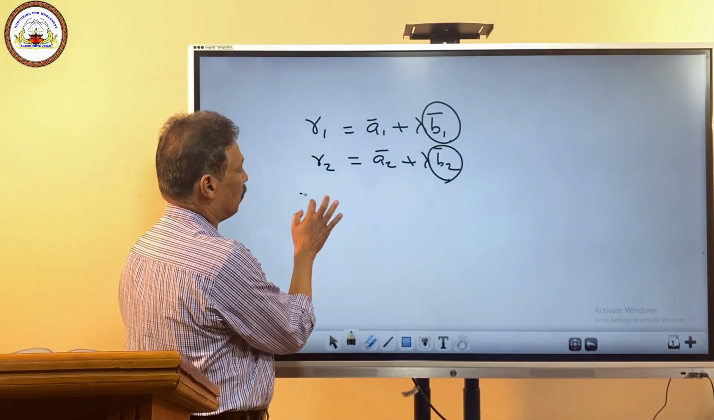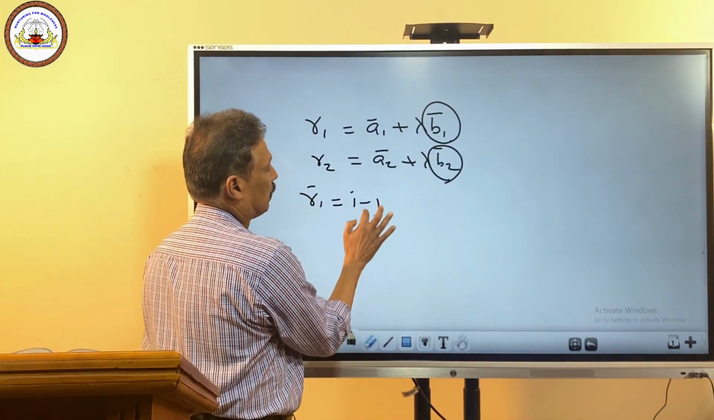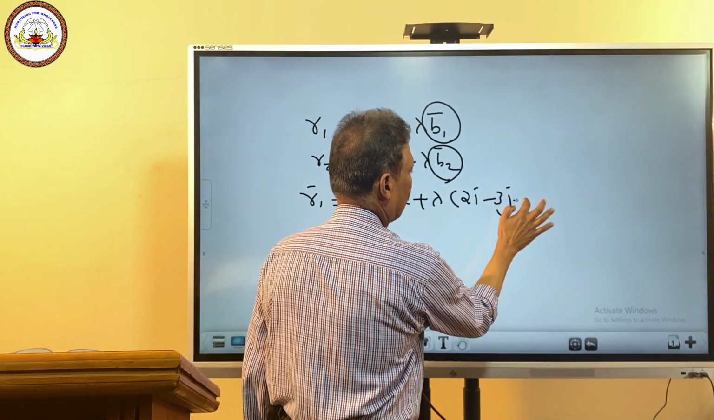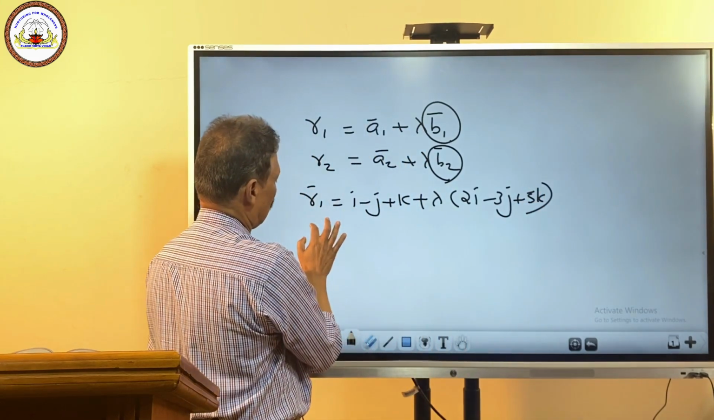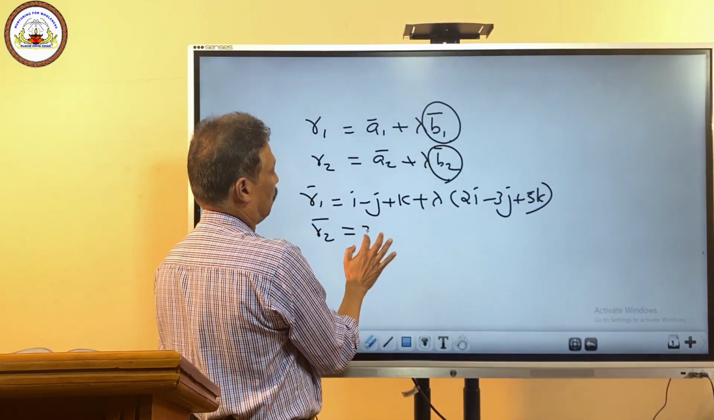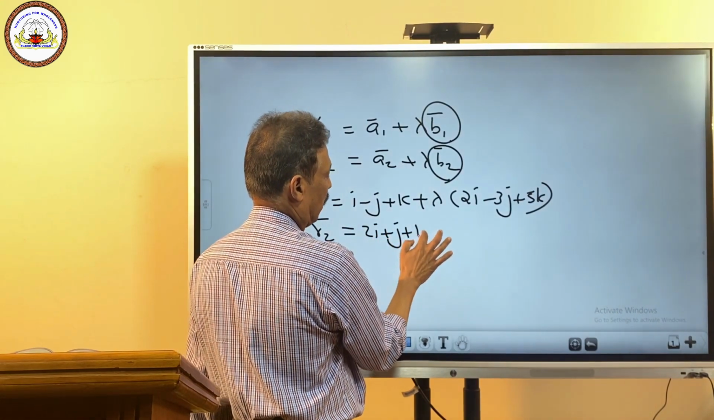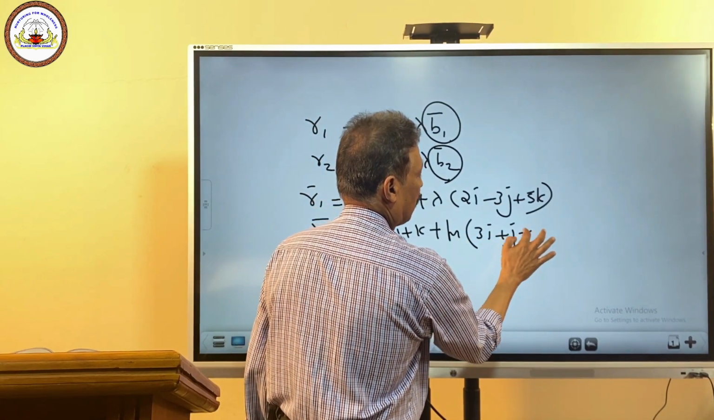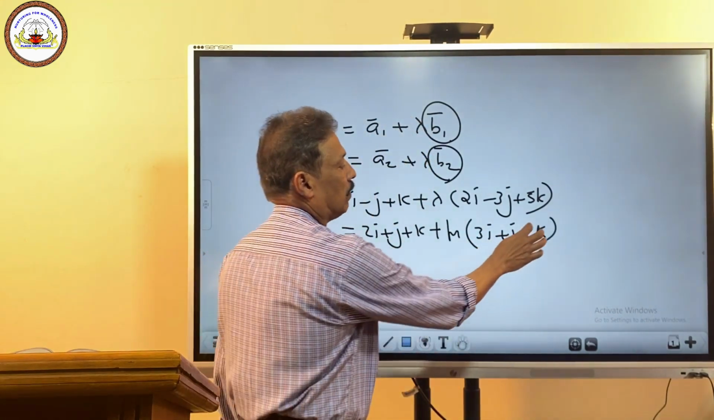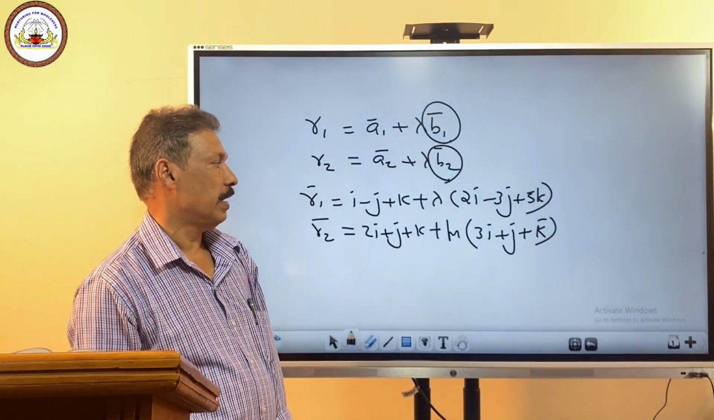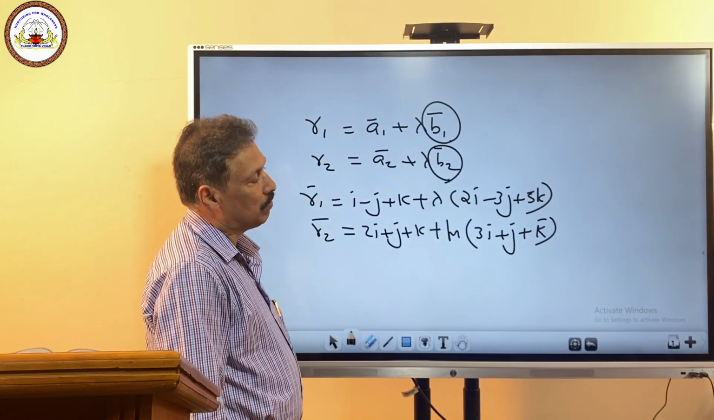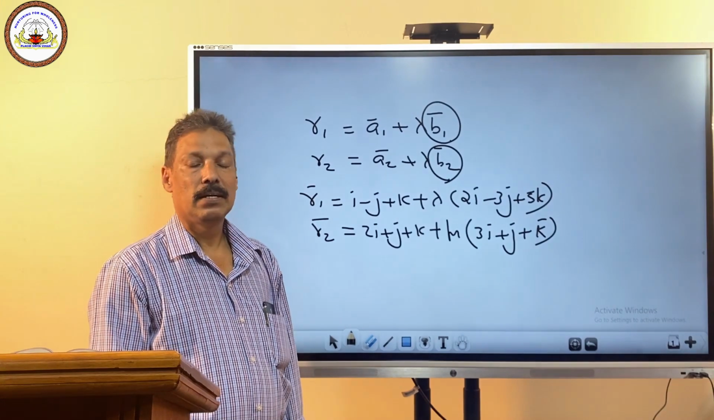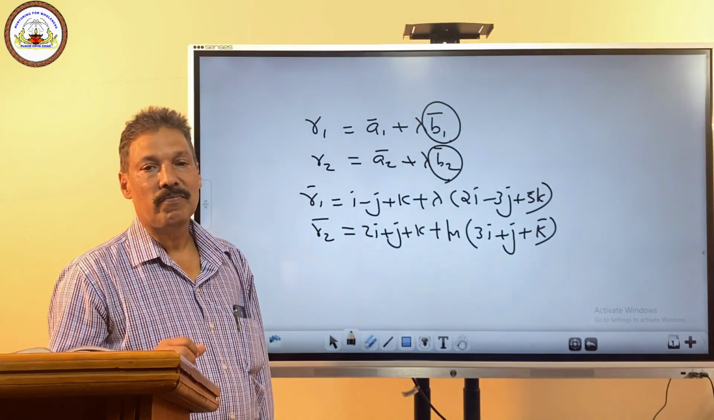For example, r1 = i - j + k + lambda (2i - 3j + 5k), and the second line r2 bar = 2i + j + k + mu (3i + j + k). Two lines are given. We have to find the angle between these two straight lines. It is enough to find the angle between the vectors 2i - 3j + 5k and 3i + j + k. Then there is a formula in our vector chapter.